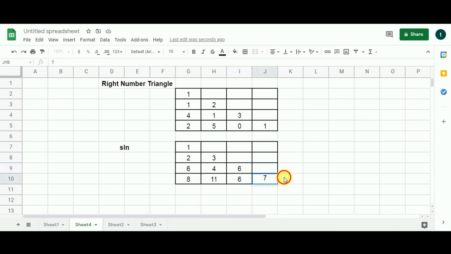Okay. Now my solution matrix is filled, and what I have to do, I have to examine this last row and pick out the maximum value. So what is the maximum value? It's 11, and that is our answer.